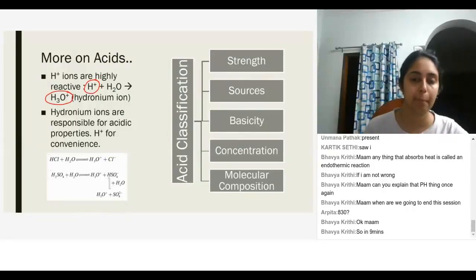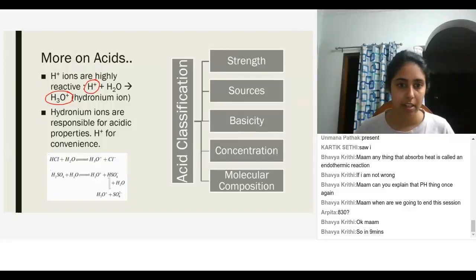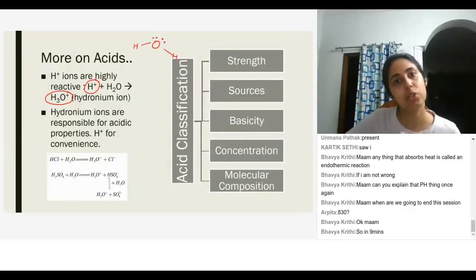Then the proton goes and attaches with the nucleus. Nucleus of? Water. Hydrogen. It does not attach, it is attracted by it. For example, remember I told you water has this oxygen and then hydrogen. These two are lone pairs.